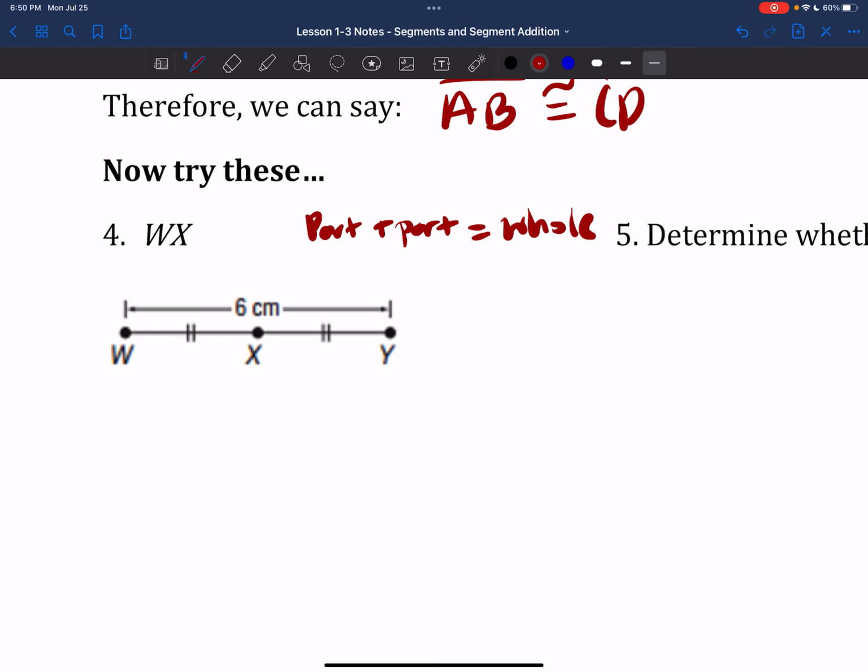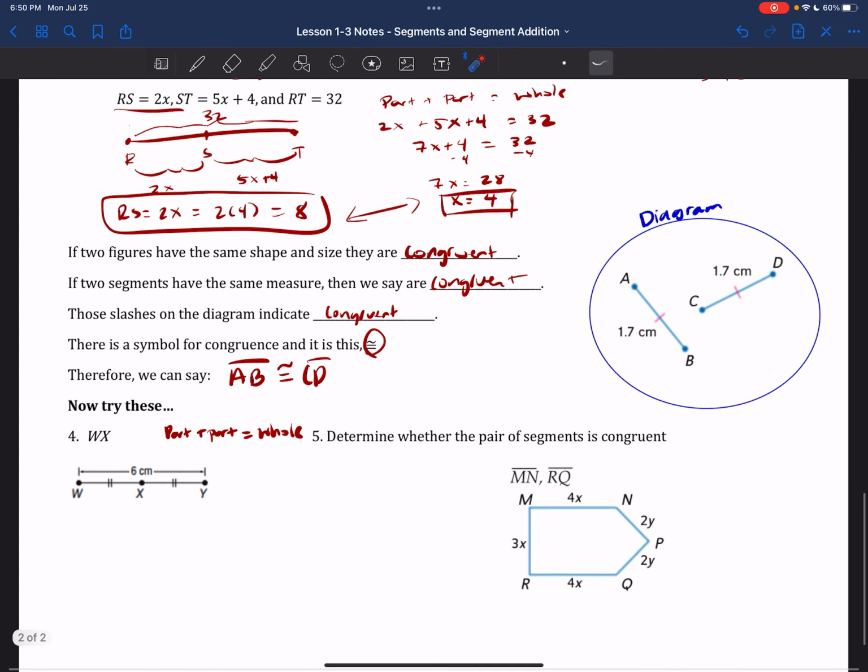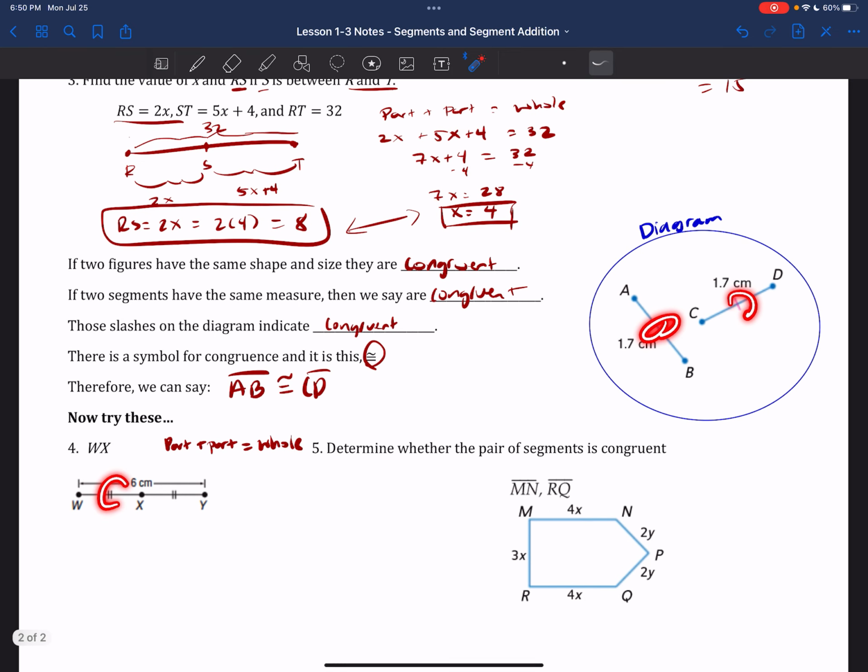So, what can I say? Well, I know that this segment is congruent to this segment. Why? Because I can see the tick marks here. There's only one tick mark here, and there are two tick marks here. It's a way to differentiate: this is congruent to this, but this is not congruent to that. But we know that these two things are congruent, so that's why we use two tick marks instead of one.